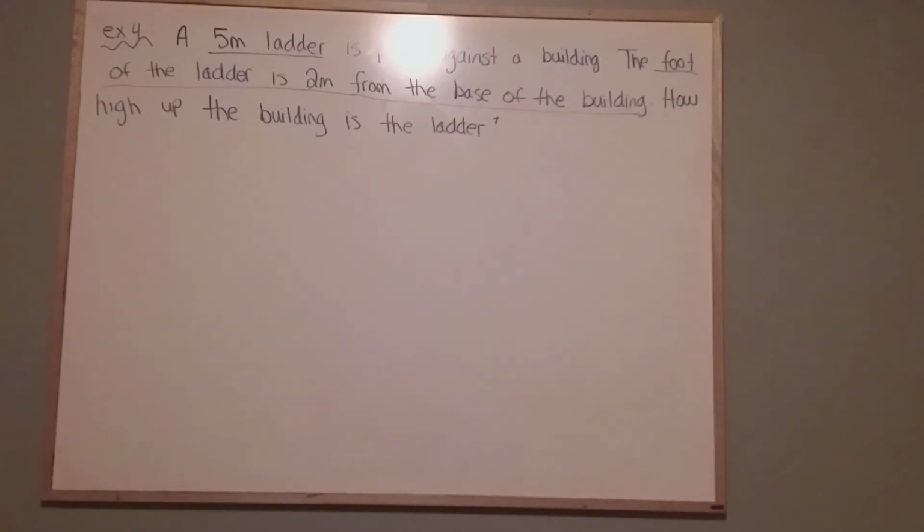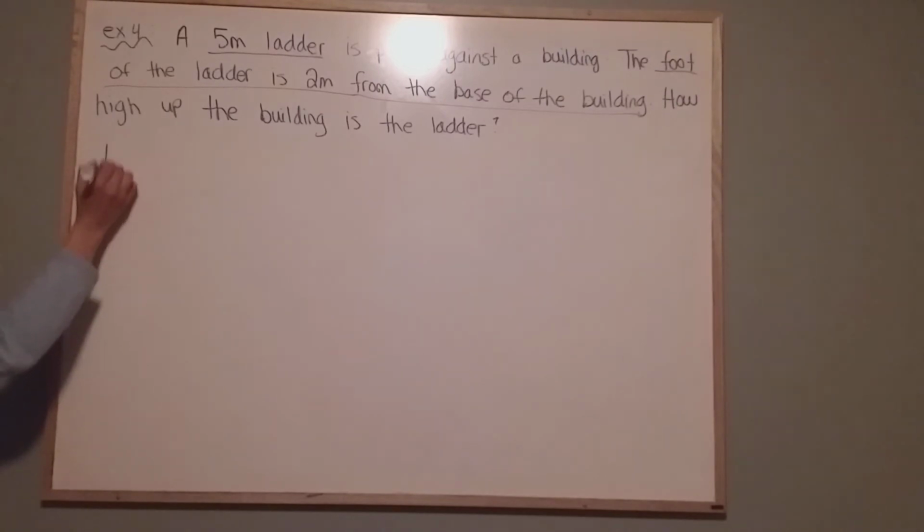The last example is, a 5-meter ladder is placed against the building. The foot of the ladder is 2 meters from the base of the building. How high up the building is the ladder? So in this, we have a ladder which is 5 meters long, okay, and we put it against a building. When you're doing a question like this, really important to draw a picture.